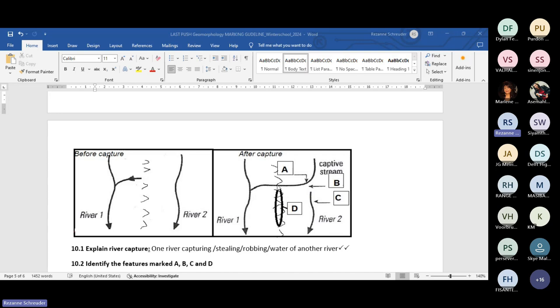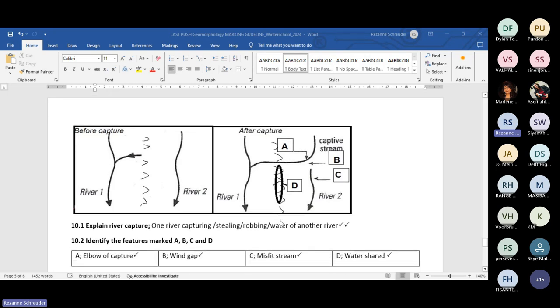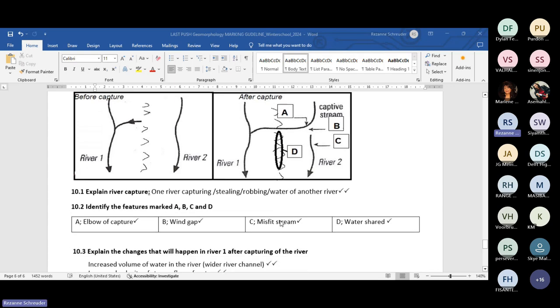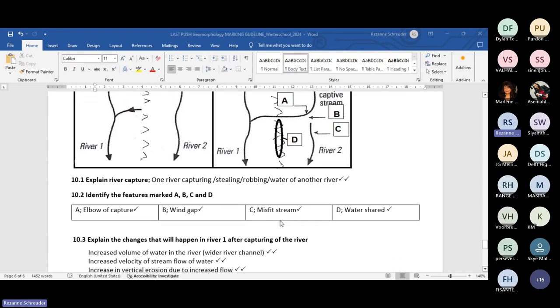So let's have a look. A would be the elbow of capture. B, the wind gap. C, the misfit stream. And D, I would say, is the watershed. Let's see. Yes. Right. Then let's have a look at the changes that will happen in river one.